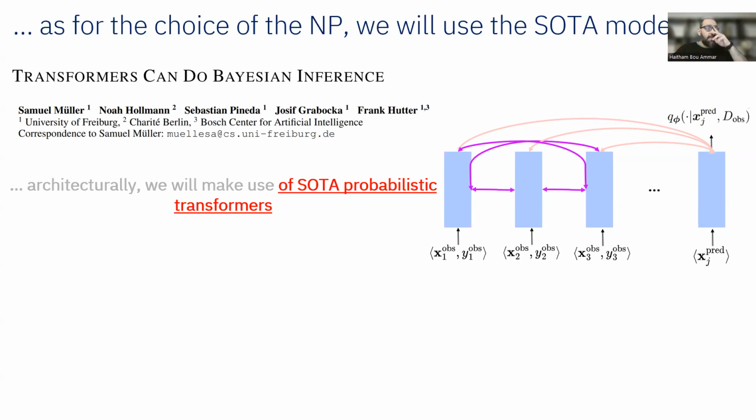The idea here is that we're going to take the context data, so X1 observation, Y1 observation, X2 observation, Y2 observation, X3 observation, Y3 observation. And then when we talk about the target data, which I'm calling here X_j predict, this is a transformer architecture. I'm going to try to make a distributional prediction on the output of this transformer, conditioned on X_j prediction, this input, and the observation data that I have seen.